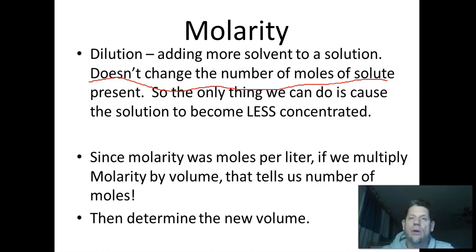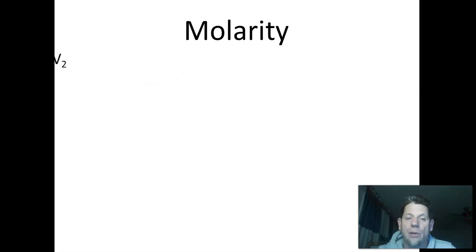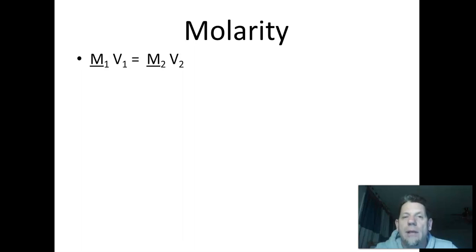Then we need to determine the new volume. If I know the molarity and the volume of what I have, but I need to turn it into a larger solution, I just add more water and find out what the new volume is going to be, but I need to know how many moles we started with. There's a mathematical equation we can use: M1V1 equals M2V2. M1 is the initial molarity of the solution, V1 is the initial volume, M2 is the new molarity of what we're trying to make, and V2 is the new volume we're trying to make.